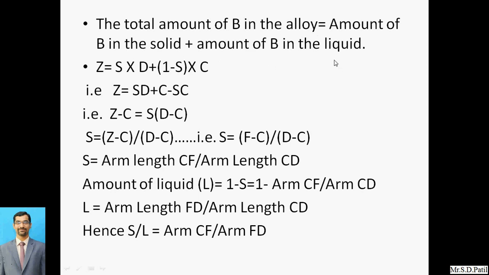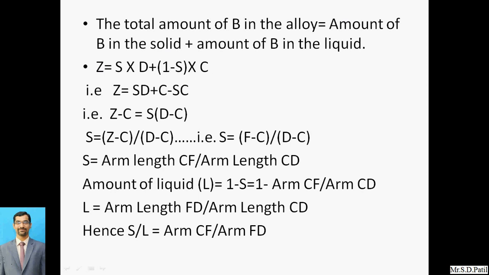Suppose it is present in pure liquid form, then the amount of solid will be 0 and the amount of liquid will be 100. If it is present totally in the solid form, in that case the liquid is not present, metal B is not present in the liquid form, and the total alloy will be present totally in the solid. Now Z is just the composition. So Z is equal to S times D plus 1 minus S times C.